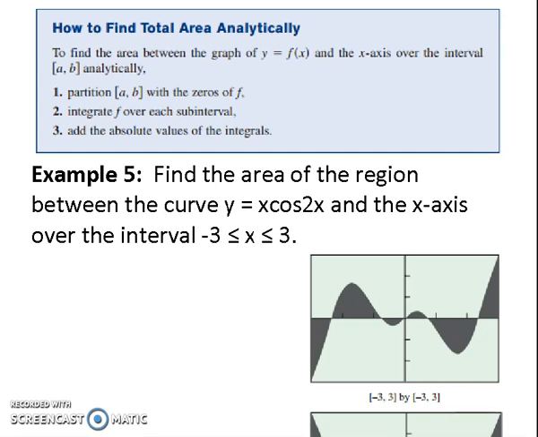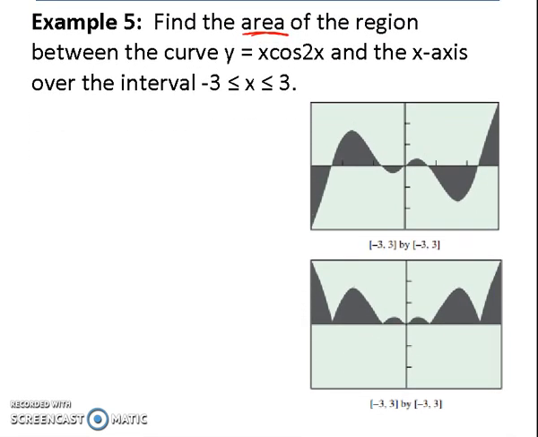So if you get an example like this one where it says find the area of the region between the curve y equals x cosine of 2x and the x-axis over the interval from -3 to +3, it's very important that you understand they're asking you to find the area. So if we look at the regular graph of x cosine 2x, that's the first graph that we see here. Notice that part of it is above the x-axis, part of it is below the x-axis. And in fact, if we took all the pieces above the x-axis, they match up perfectly with a corresponding piece below the x-axis. So the actual integral value for this from -3 to +3 would be equal to 0.